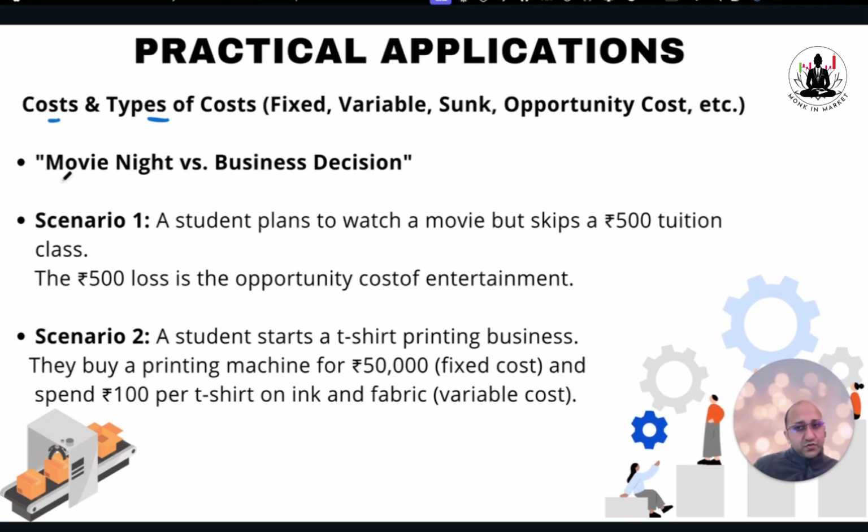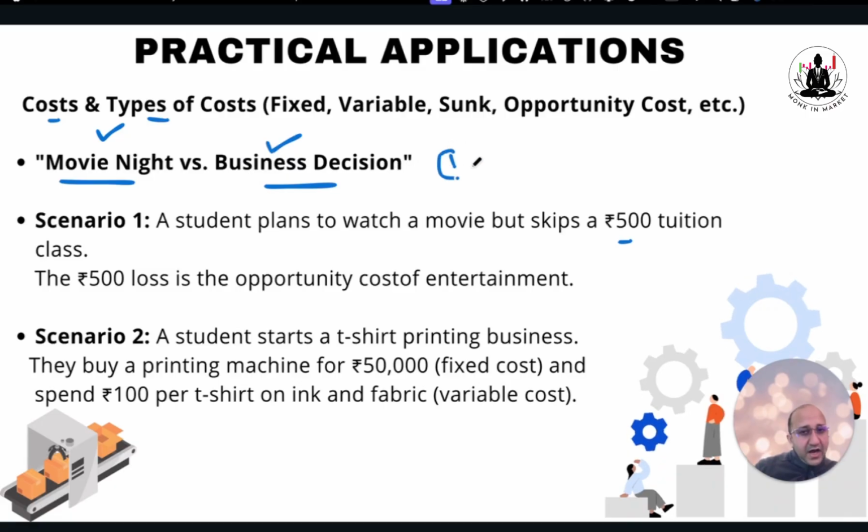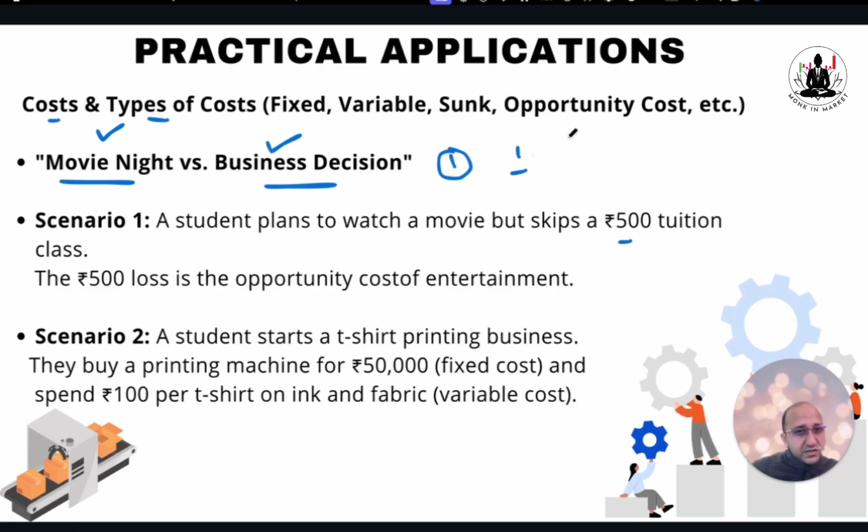A friend comes to you and asks you to go for a movie, right? Second decision is that you have to start a business, or you have to go to a class, a tuition class. So there are two decisions, and out of these two decisions, you have to choose one, but you have to lose one as well. Means you have to miss one decision, one opportunity, and you have to grab one opportunity. So the opportunity which is lost is called opportunity cost, right?